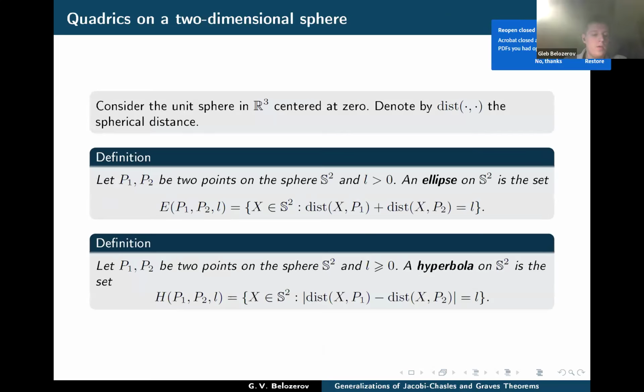Now, how can we obtain the definition of a family of confocal quadrics in the two-dimensional sphere?